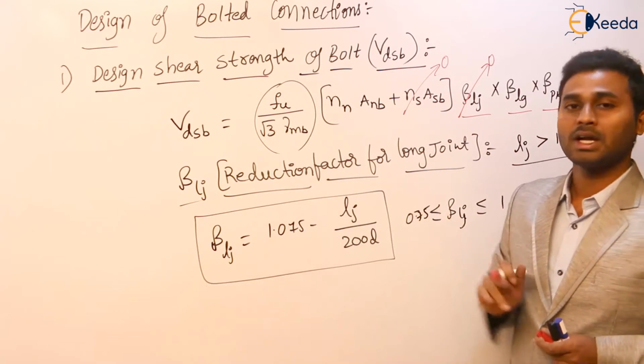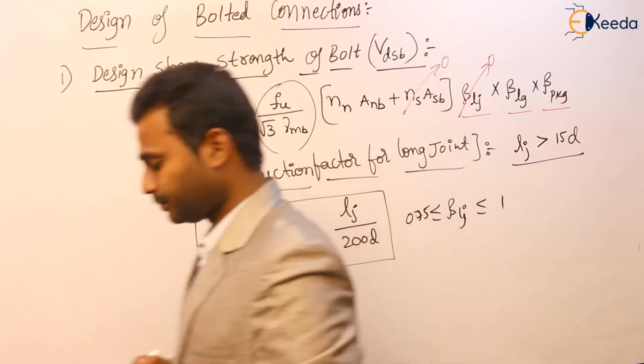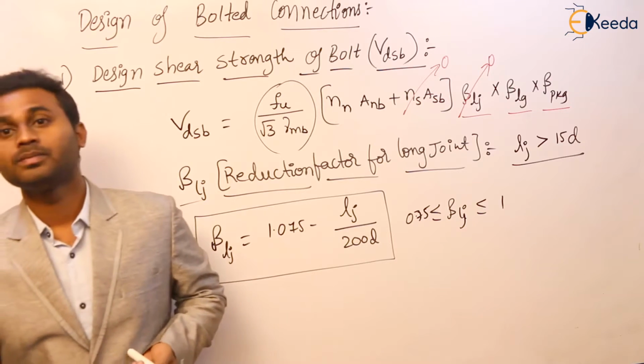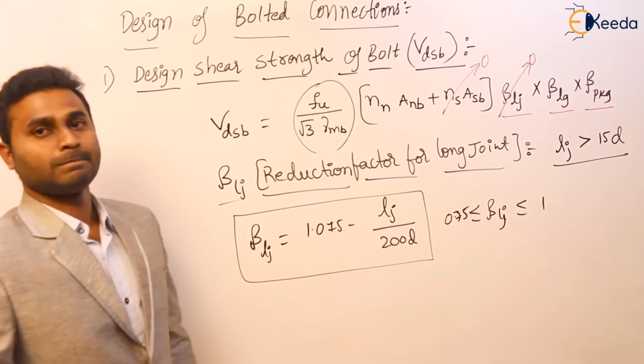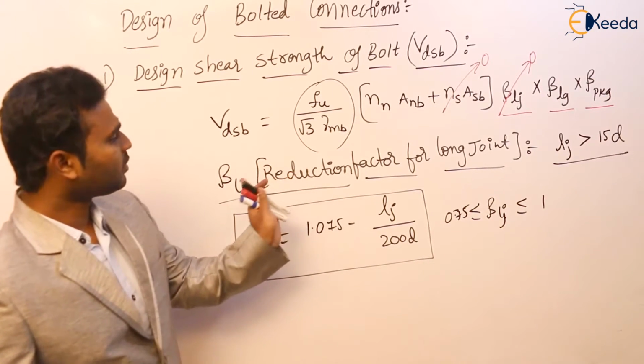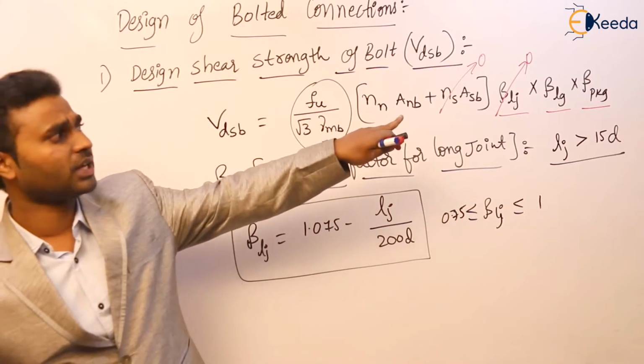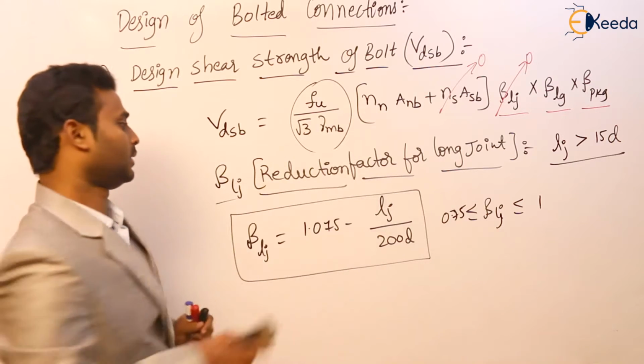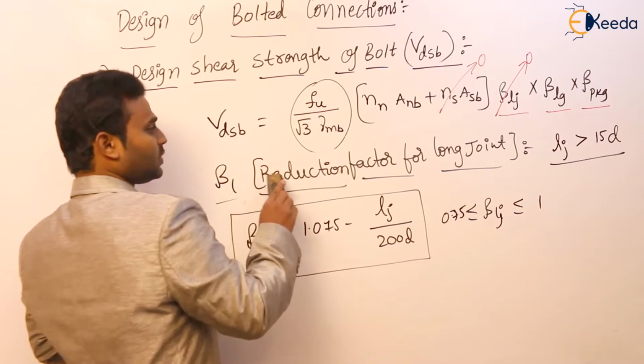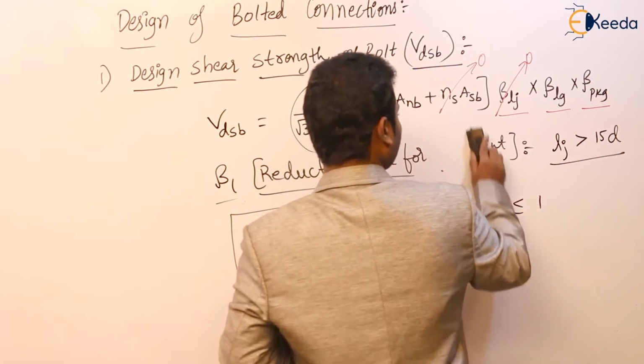So this is the reduction factor for long joint. Okay, so this is about the reduction factor for long joint. Now let us see the reduction factor for grip length, Lg. So this is the reduction factor for grip length.